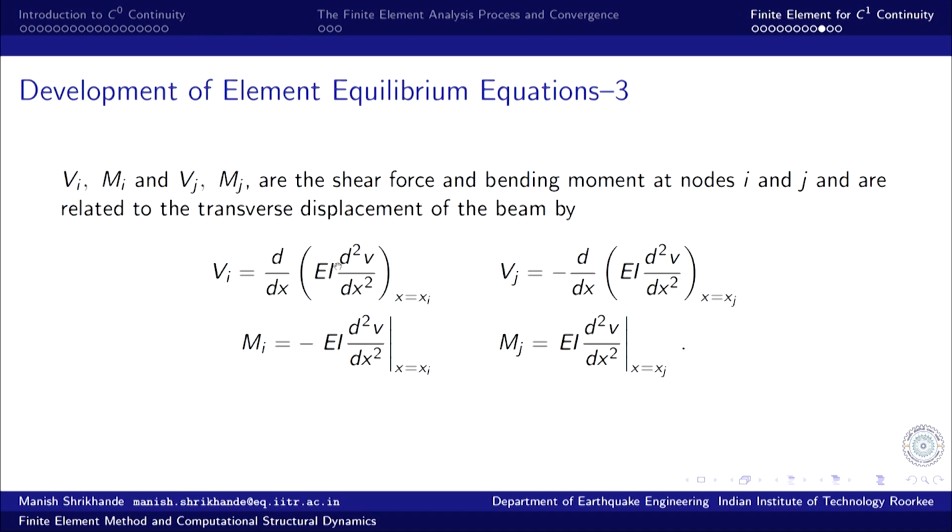So, V_i is proportional to the third derivative of the transverse displacement at x_i, V_j is proportional to the third derivative of displacement at the jth node, and M_i is proportional to the second derivative of displacement at x_i, at the ith node, and M_j is proportional to the second derivative of the transverse displacement at the jth node.